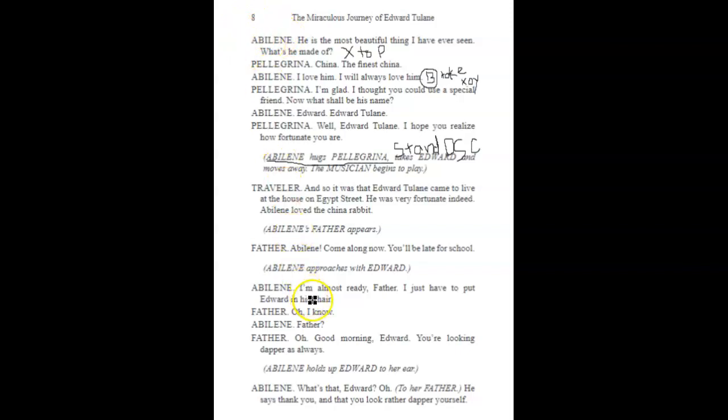So like here, Abilene says, I'm almost ready, Father. I just have to put Edward on his chair. So the father says, Abilene, come along now. You'll be late for school. So in that case, we would put it before the line. So we would say cross to door.